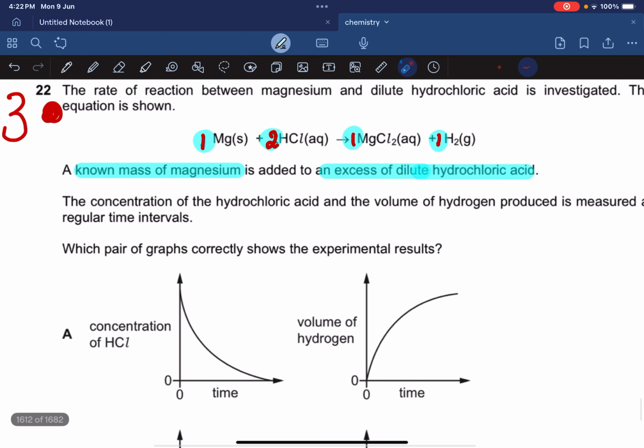Now I'm going to give you the concept of excess and the limiting reactant. Remember, whenever any of your reactants is in excess, that reactant is not entirely used up. Some of that reactant is always left in the conical flask, or wherever you are doing the reaction. Because you have taken the HCl in excess, it cannot be used up.